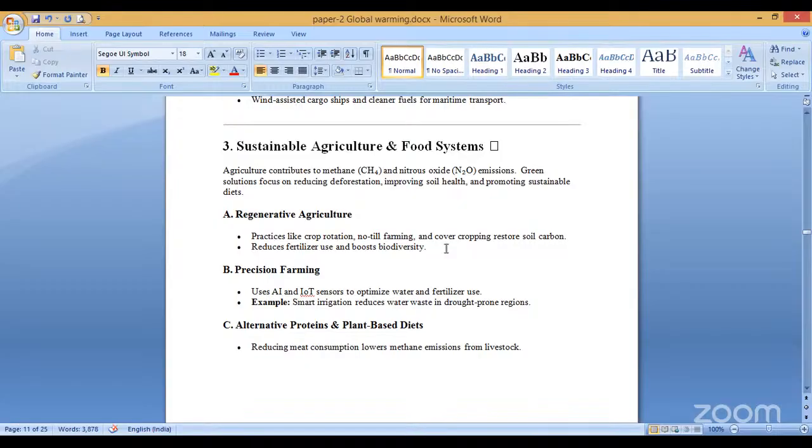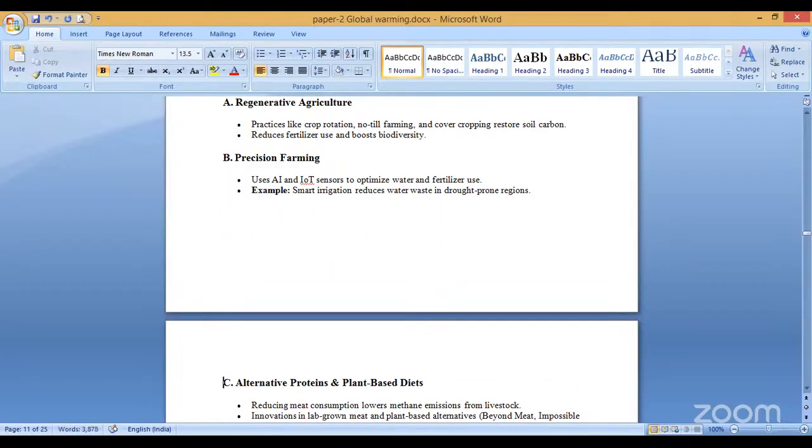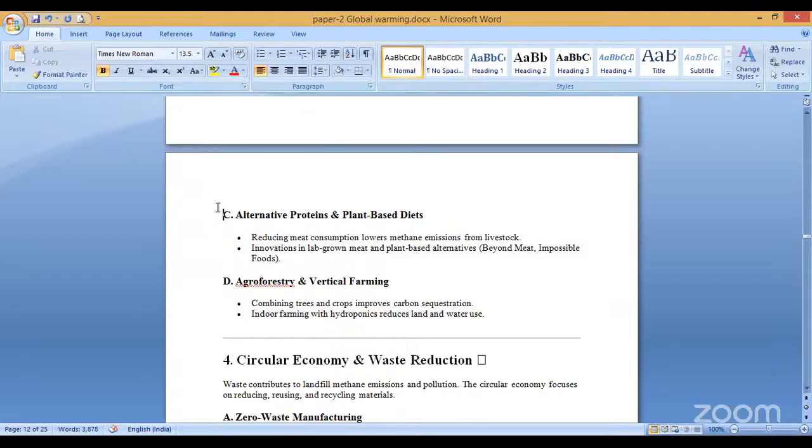And the third one is alternative proteins and plant-based diets, also one of the important things we are going to follow. Alternative proteins and plant-based diets reduce meat consumption and lower methane emissions from livestock. It is one of the best hopes, but getting all people to convert from non-veg to veg is not possible. But try it. It will give good results.